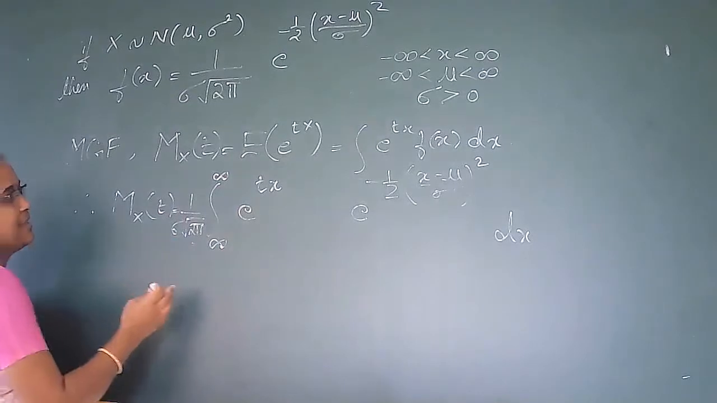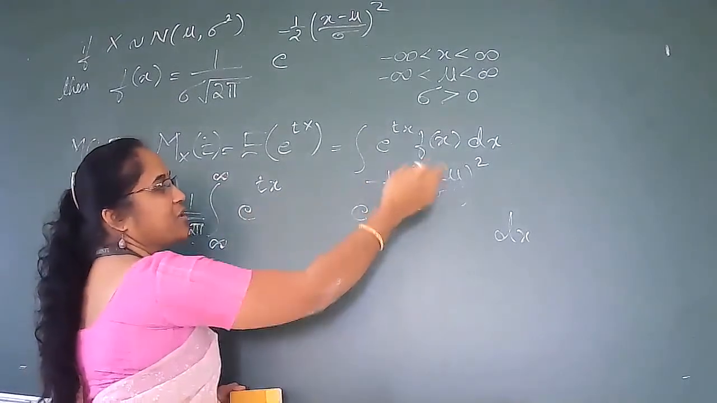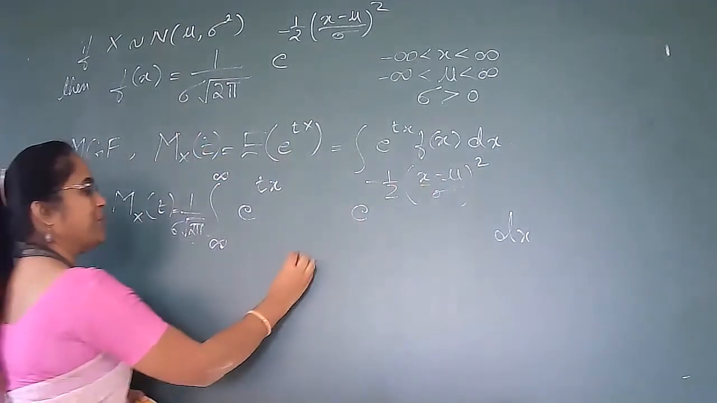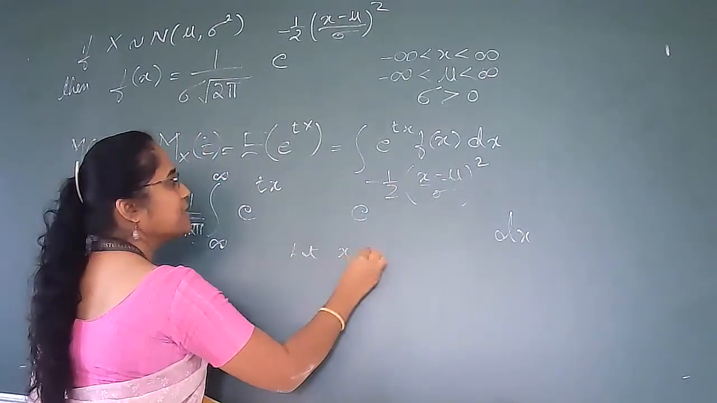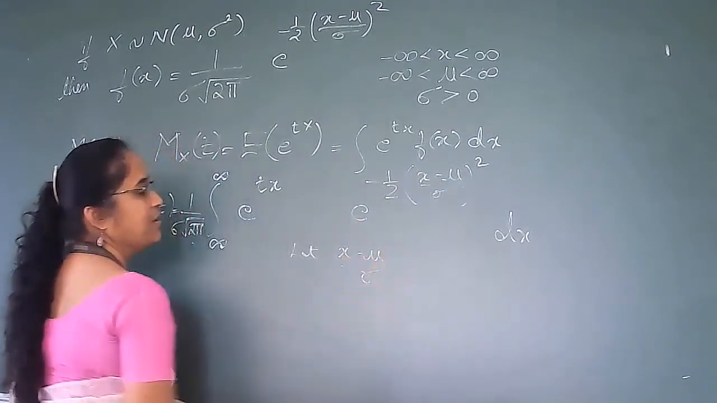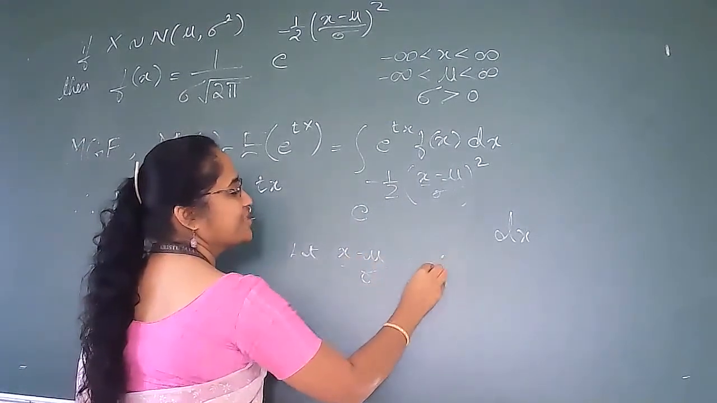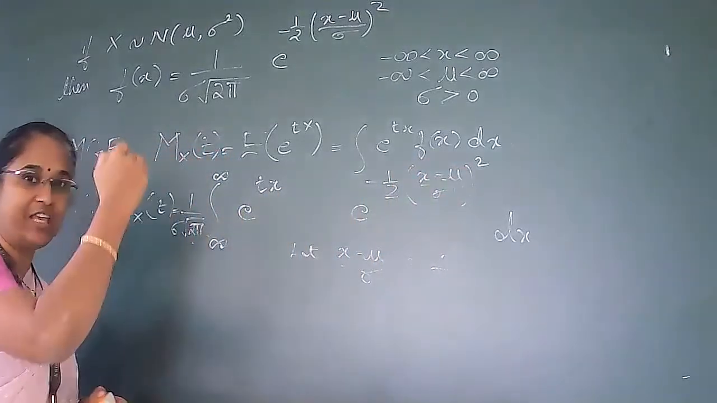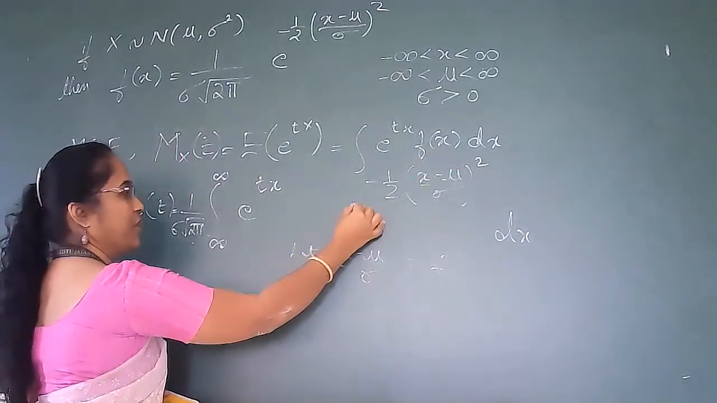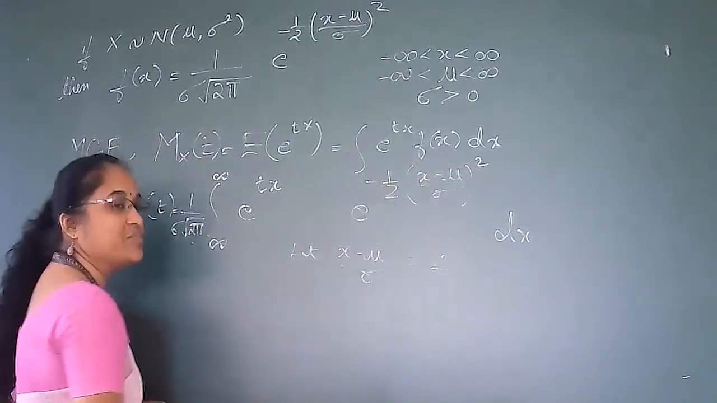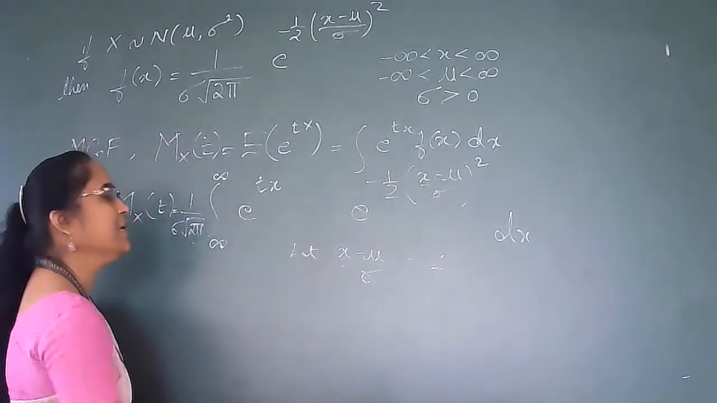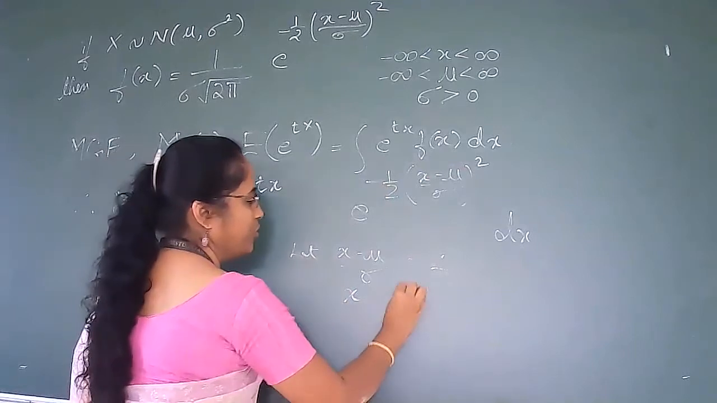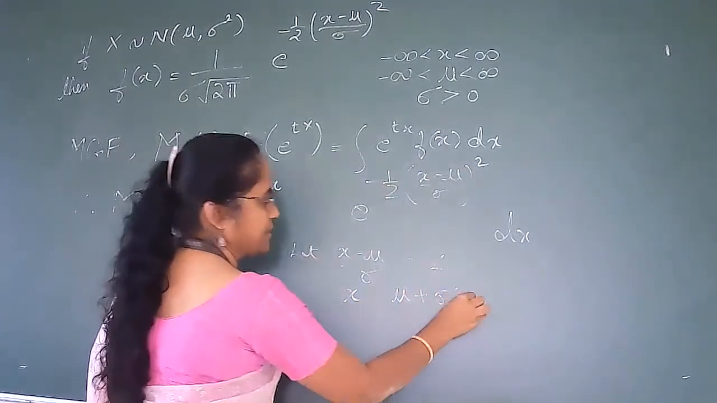Now over here I see that I have (x minus mu upon sigma) the whole square. Let me bring about a transformation. Let x minus mu upon sigma be equal to z. I'm going to call this term, the power of e, some z. If this is so, then x can be written as mu plus sigma z.